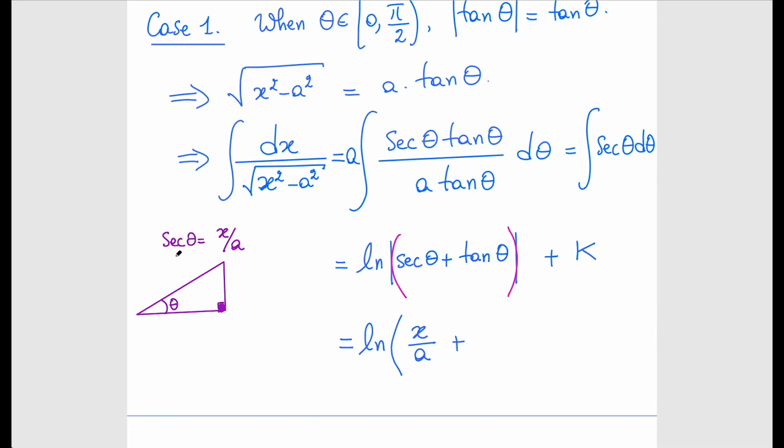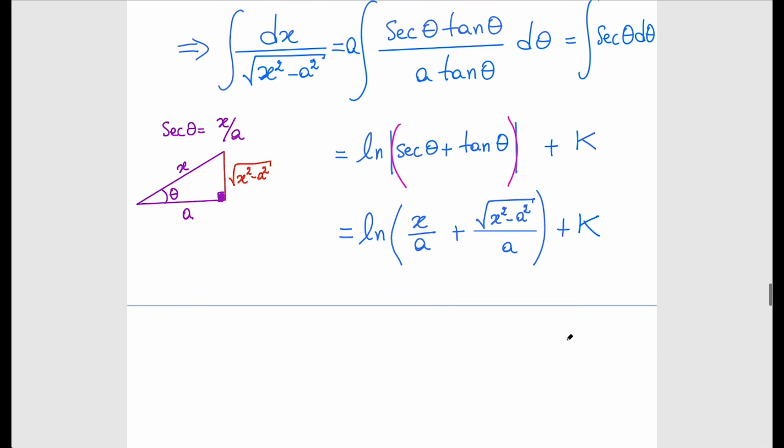Secant is the reciprocal of cosine, so secant is hypotenuse divided by adjacent. This forces the side that's opposite to theta to be, by the Pythagorean identity, the square root of x squared minus a squared, because the sum of the squares of these legs is equal to the square of the length of the hypotenuse. So then what is tangent theta? Tangent theta becomes this guy divided by a. So we get the square root of x squared minus a squared divided by a, plus that constant of integration.